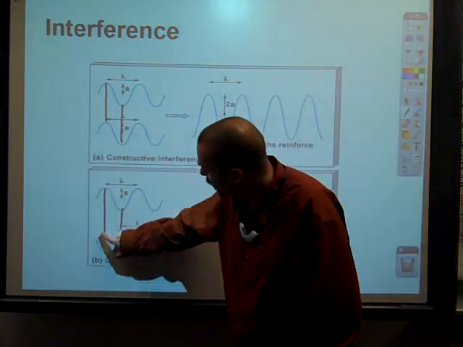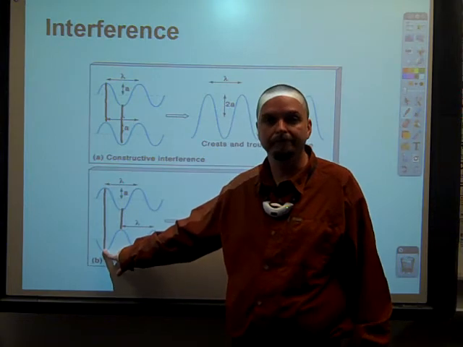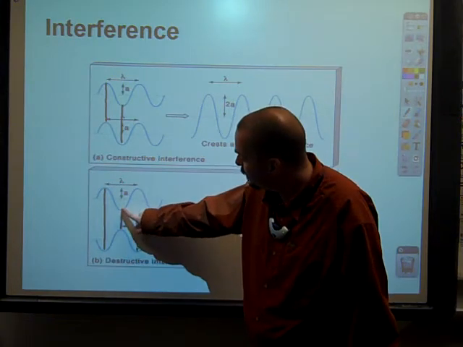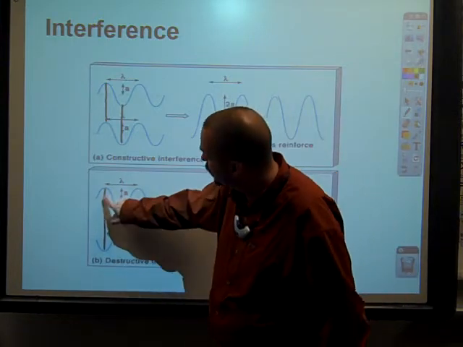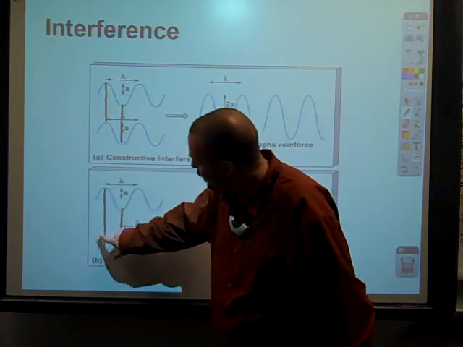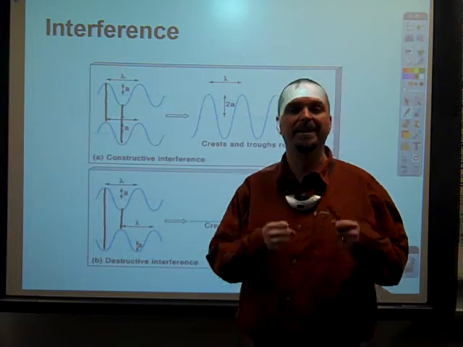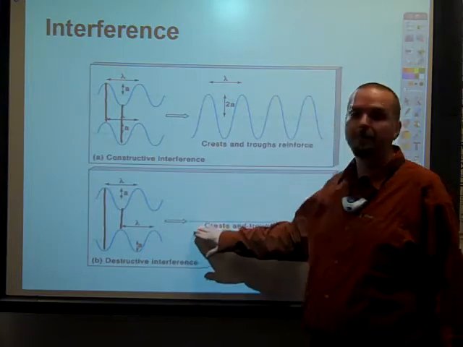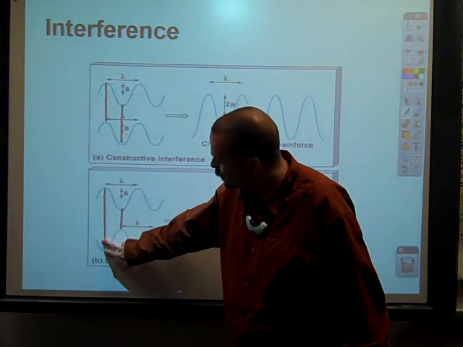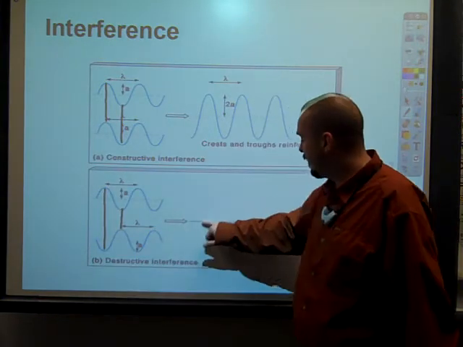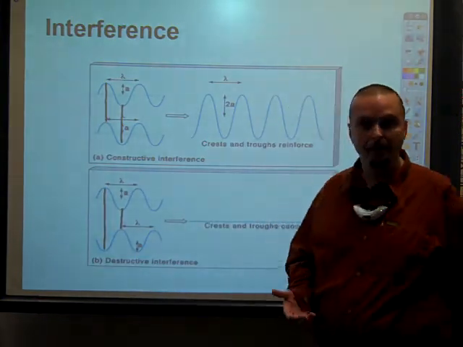The crest on one wave meets the trough on another. And what we have here is the exact opposite situation. This wave's trying to pull up, this wave's trying to pull down. It's like tug of war, and the medium doesn't go anywhere. We end up taking the amplitude from this wave, subtracting the amplitude from this wave. They cancel out, there is no wave.